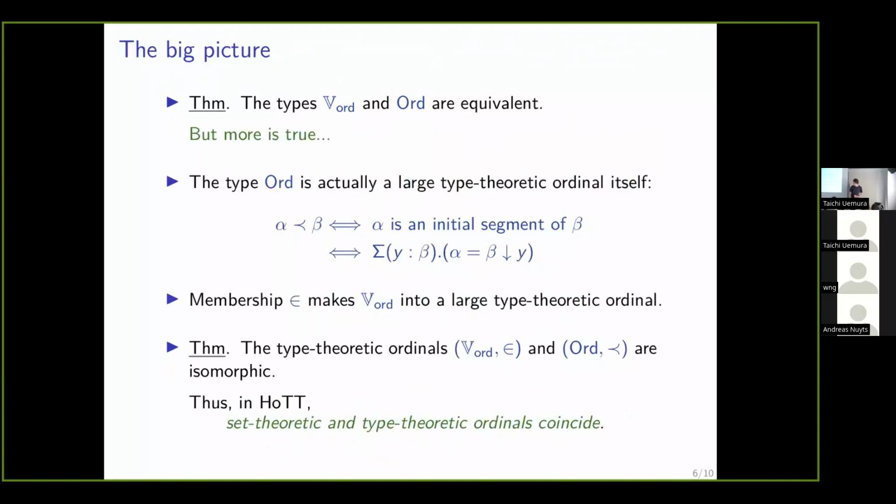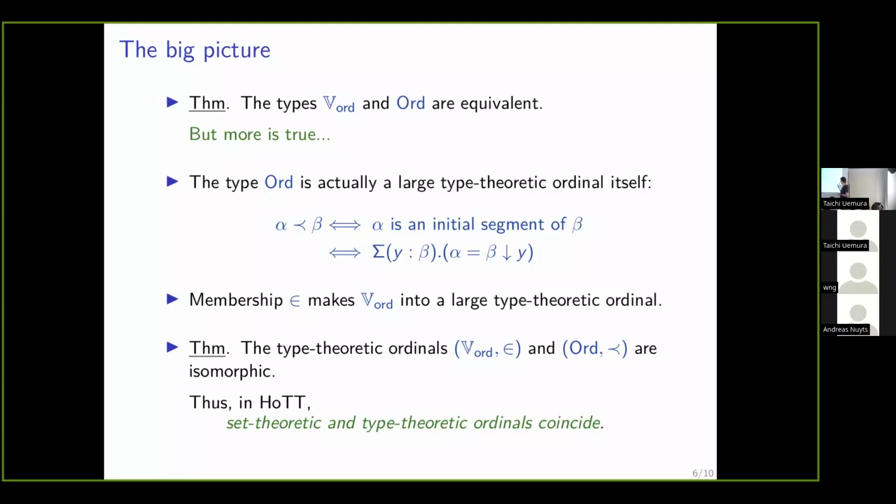But then that's not quite the full story, because we do get, okay, the types are equivalent. That's kind of nice, but actually you can do a bit better, because the type of type theoretic ordinals is actually a type theoretic ordinal itself, where you say that one ordinal is below another if the first one is an initial segment of the second, which just means that you have a point in beta such that alpha is this initial segment of beta. Okay, and the point is unique, so we don't need something like a truncated sigma here.